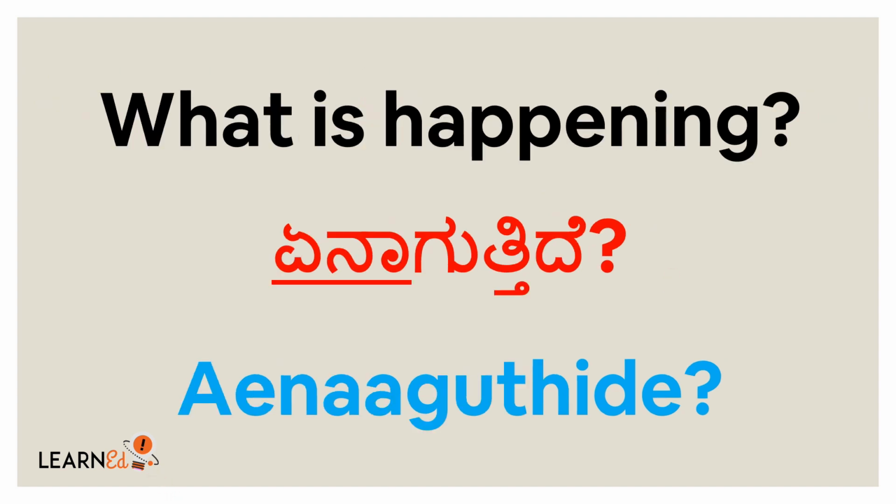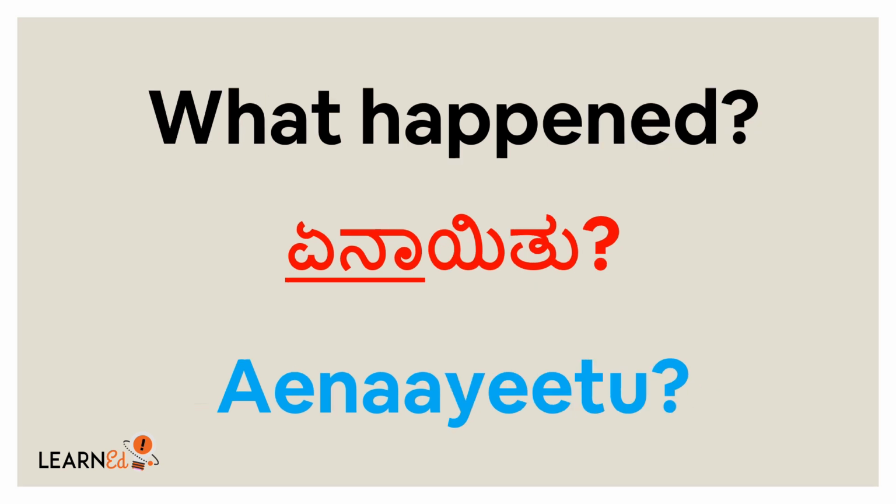What is happening? What is happening means yenagutide. Yenagutide. If somebody is not feeling well and you want to ask that person, what's happening to you? Yenagutide. You hear some noise and you go there and you are curious what's happening there. Then you can ask there, illi yenagutide. What happened? Yenaitu. Yenaitu is a past tense word.